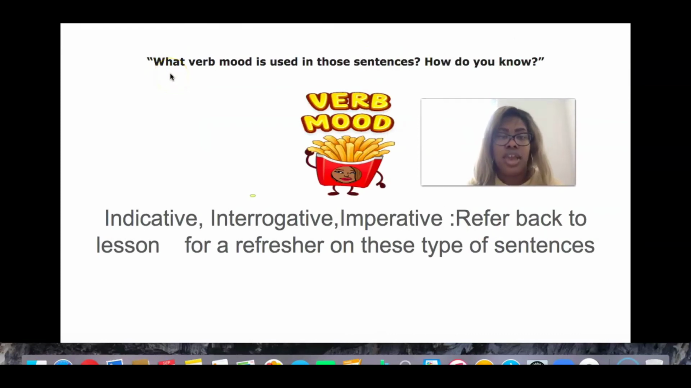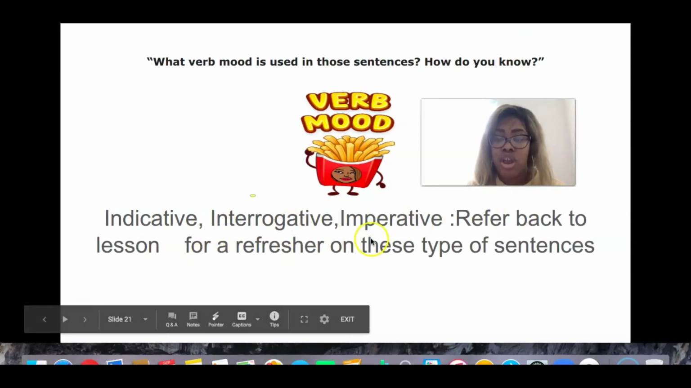Then I want us to look at what verb mood is used in those sentences, and how do you know? Is it indicative, interrogative, imperative? Please refer back to your lessons for a refresher on these types of sentences. You should have also written this down in your vocabulary journal.